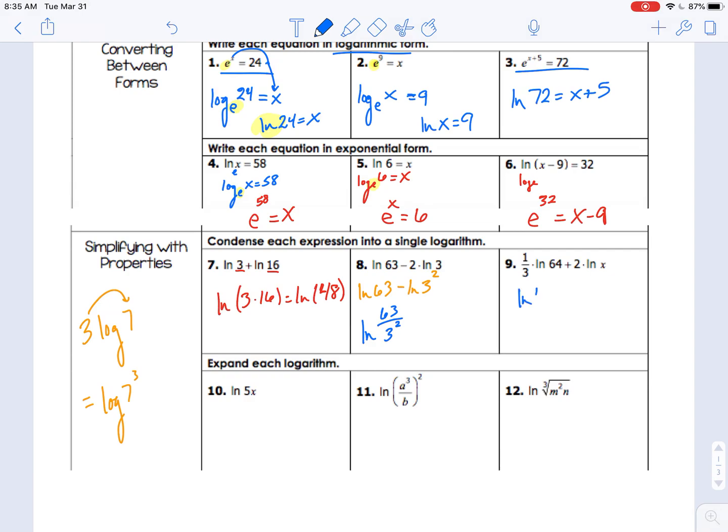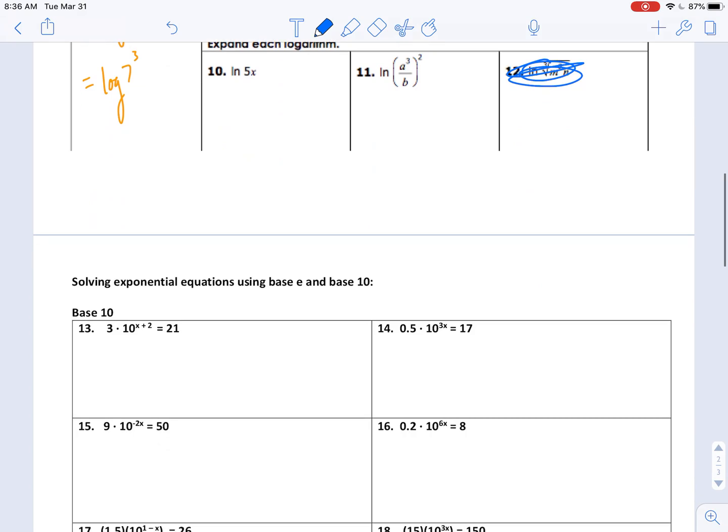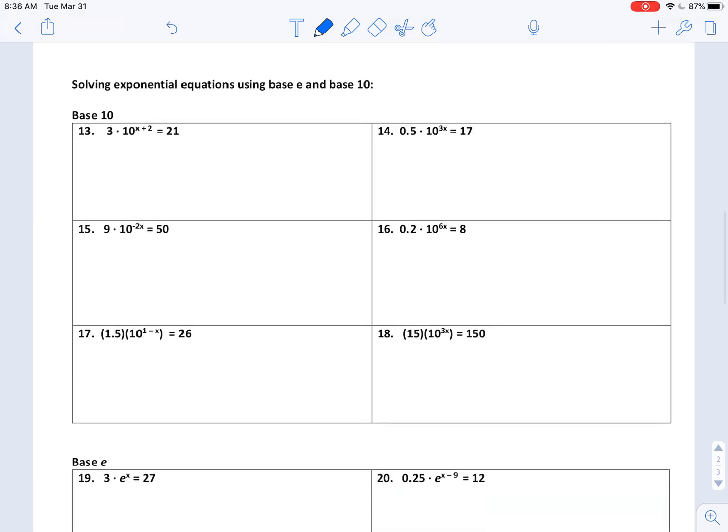And we would have, pause the video right now and unpause and check your work in a second. We would have the natural log of 4 plus natural log of x squared equals natural log of 4x squared. So 64 to the 1/3. The cube root of 64 is 4. And then bring that 2 into the exponent. And I'm going to leave those last two. Don't worry about 12 for right now. I'm going to leave these last two for you to do just to keep the video short.